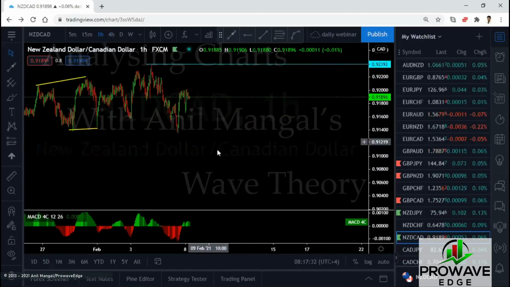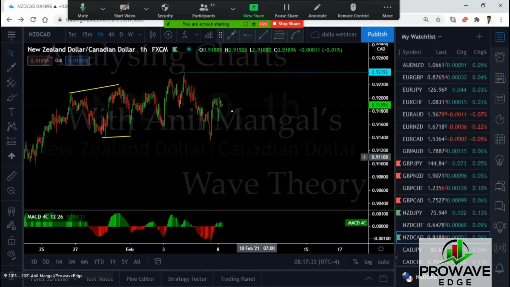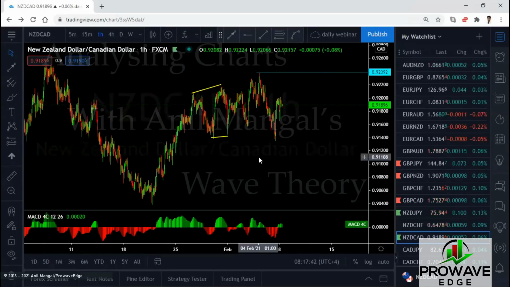You have a sharp move here and you're getting some consolidation in this one. Yep, we can see this coming back to break the top. So there is a buy setup here too, at least back to the top. And then we'll see where it goes from there.